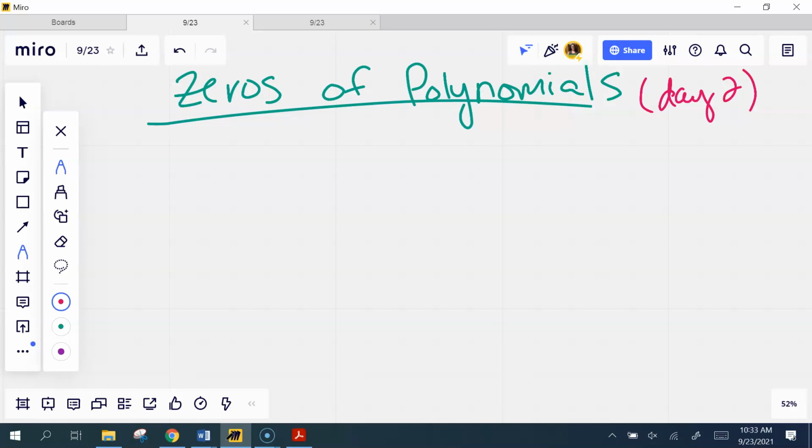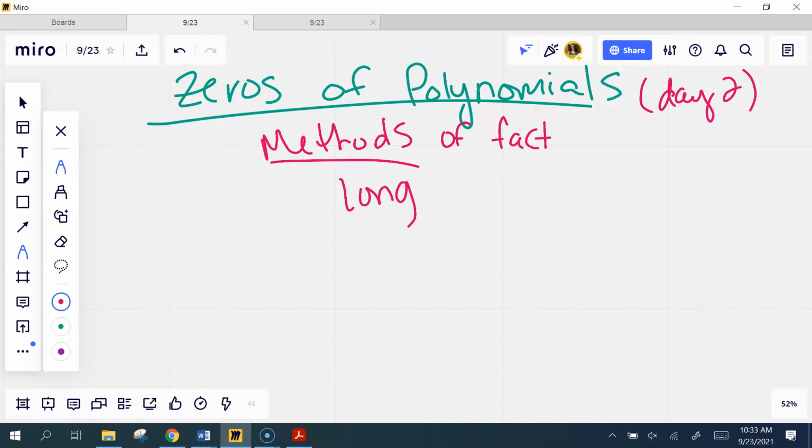So before we get into just zeros of polynomials, let's talk about some techniques and methods that we use so that we can get things factored down, because we know we set factors equal to 0. So the first thing that we do a lot, we'll call this methods of factoring, maybe we should say.